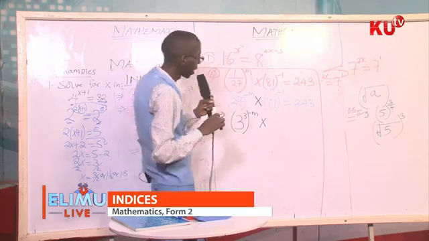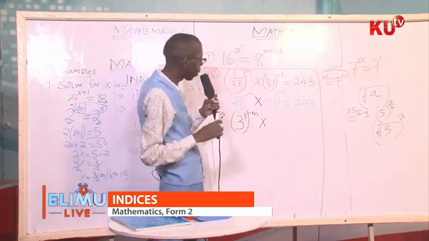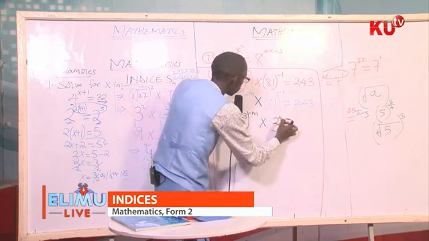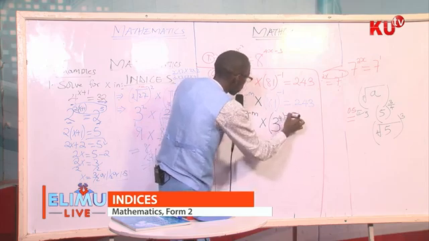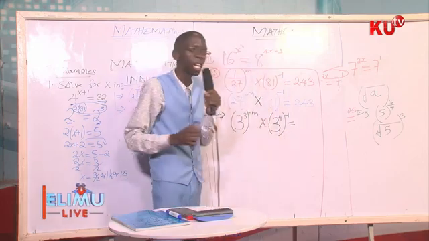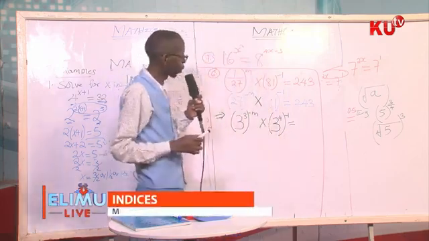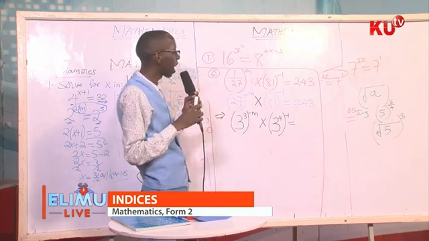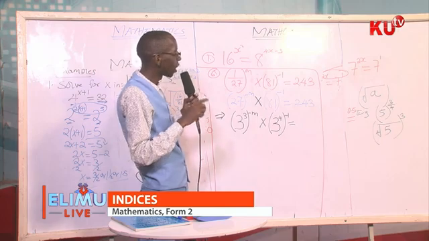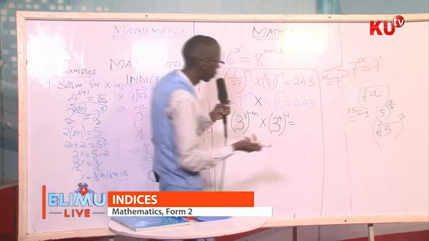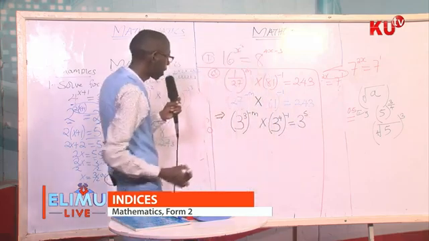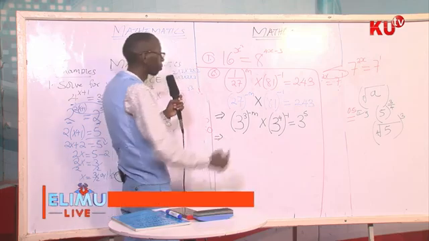My dear students, 81 is the same as 3 to power what? 81 is the same as 3 to power 4. Remember, there is a negative there. Is equal to 243. 243 is the same as 3 to power what? 3 times 3 times 3 times 3 times 3, which is 3 to power 5. The first step is making the bases the same.